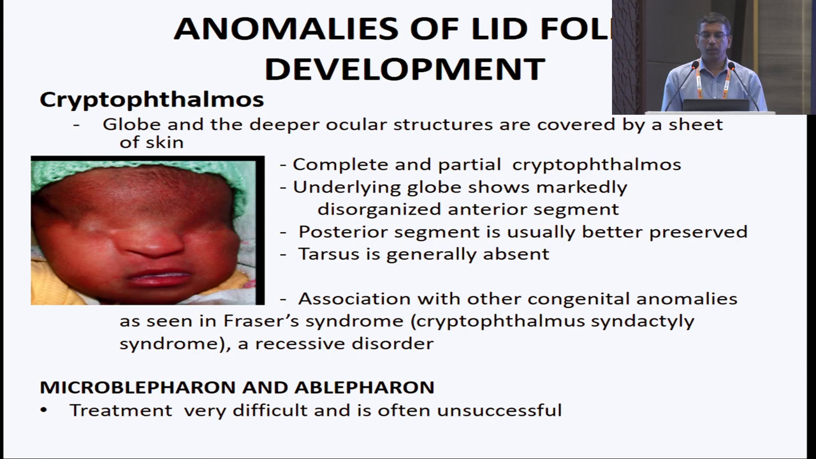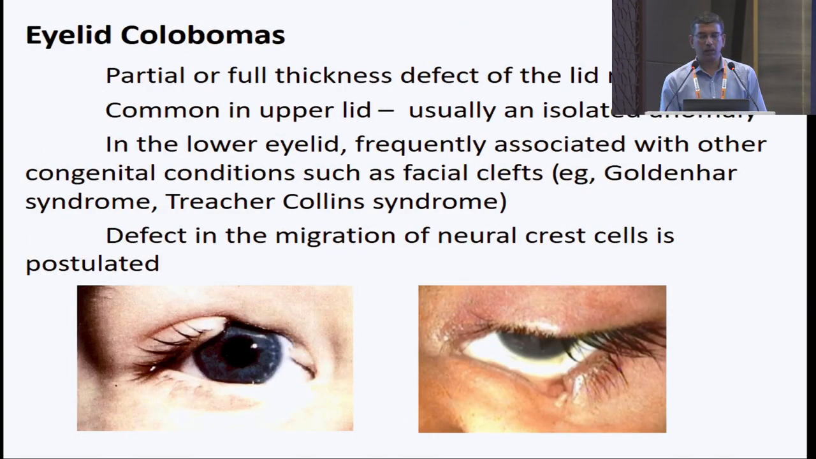So with absence of the lid development, absence of the formation of the frontal nasal process and ectodermal tissue and everything, the underlying globe is severely disorganized. It can be associated with microblepharon or ablepharon. In cryptophthalmos there can be a small lid or complete absence of the lid. In such cases, there is profound diminution of vision, a disorganized globe, so vision is not there, and treatment is generally not possible or unsuccessful.